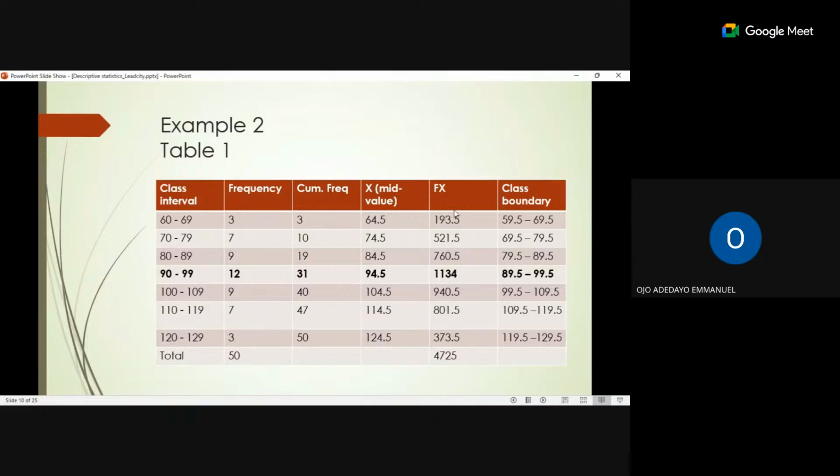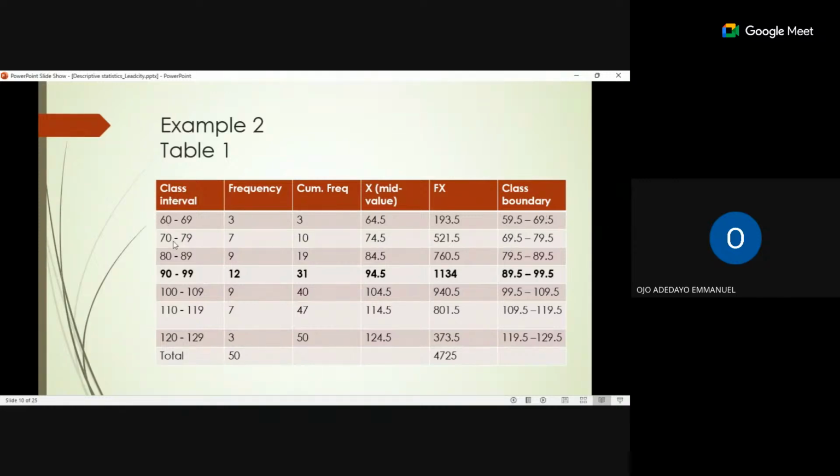Let me take it again. To get the class boundary, subtract 0.5 from 60, you are going to get 59.5. Add that 0.5 to 69, you are going to have 69.5. That is called the class boundary. Now, the beauty part of class boundary is this. The last value here will be the continuation of the next one. If you look at this now, this is 69 here. Then the 69.5 will be the starting point here.